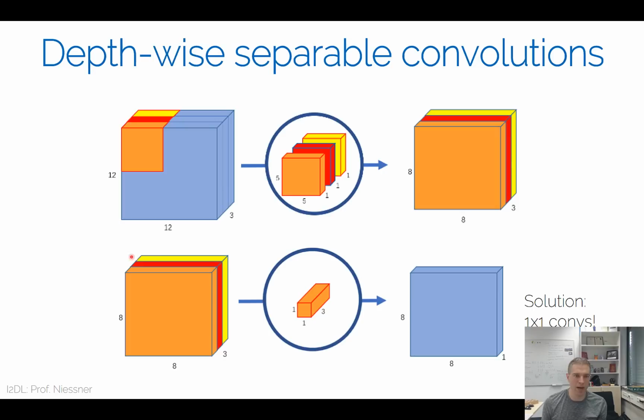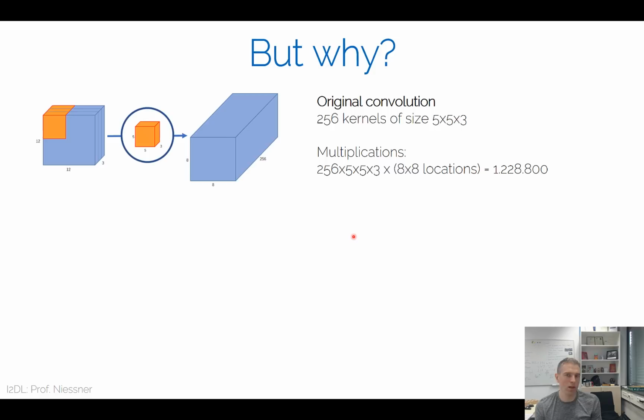Okay, so what's the idea? The idea behind that is we have the original convolution. It's a 256 dimensional kernel, 5 by 5 times 3. That means in total we have 256 times 5 times 5 times 3 times 8 by 8 locations. So it's roughly 1.2 million multiplications for this layer.